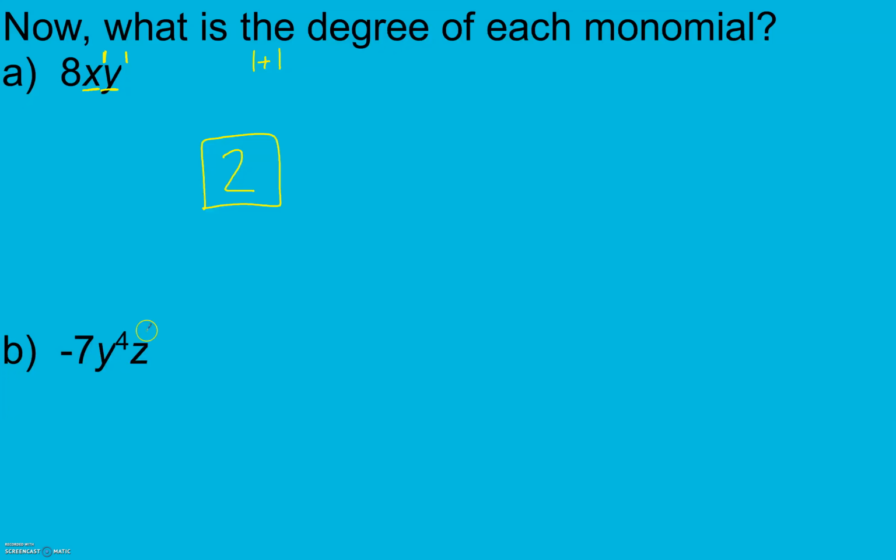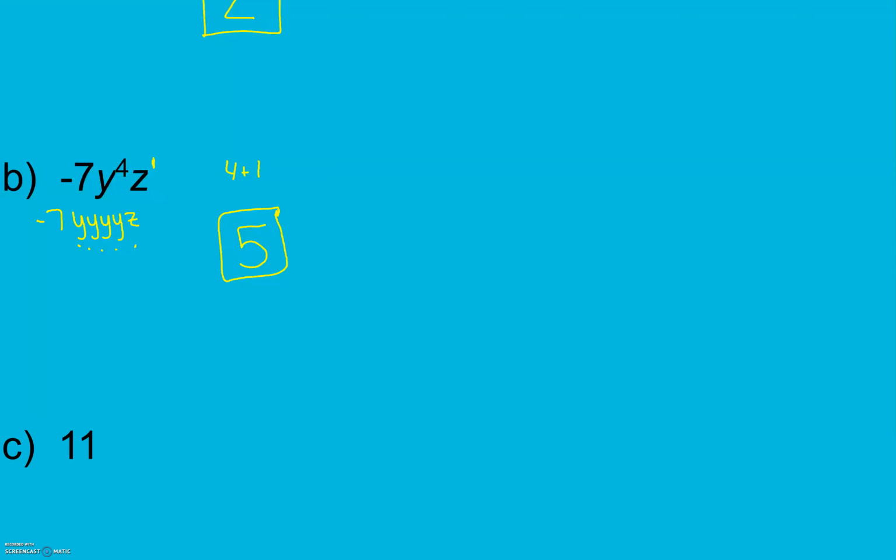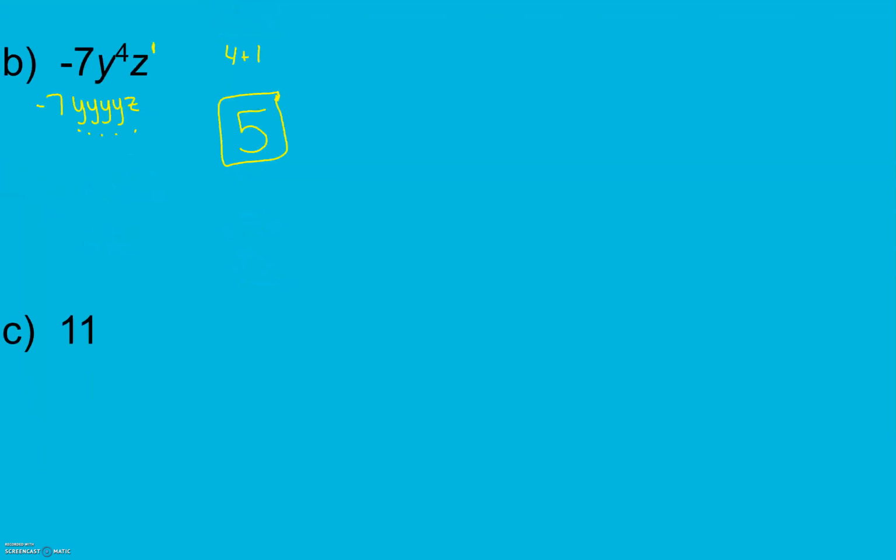In B, same idea. Don't forget that our exponent on the z is a 1. So 4 plus 1 gives me 5, and that's my degree. We add up our exponents on our variable terms. It's like, again, if we'd have listed these out and counted up how many variables. 1, 2, 3, 4, 5. But rather than writing them out and counting them that way, we can just add our exponents and it works the same way. And with the 11 here, we have no exponents, so our degree is 0.